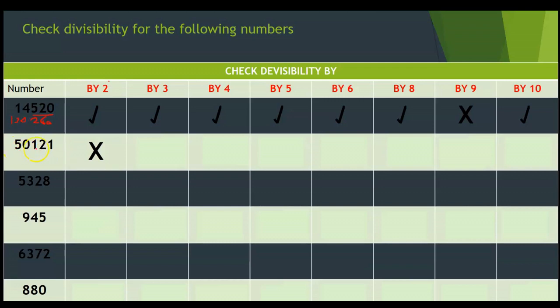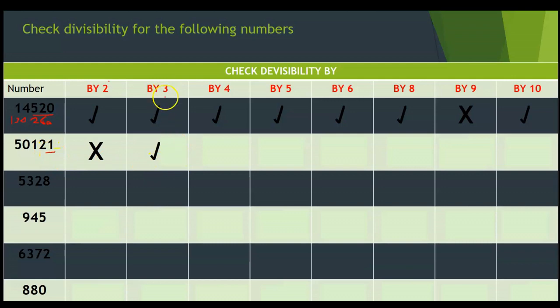Now, 50,121. Is it divisible by 2? No, because it's an odd number. If I have an odd number, then any odd number is not divisible by 2, is not divisible by 4, is not divisible by 6, and is not divisible by 8, and of course, it's not divisible by 9. So, is it divisible by 3? We'll check. 5 plus 1 equals 6. 6 plus 2, 8 plus 1, 9.